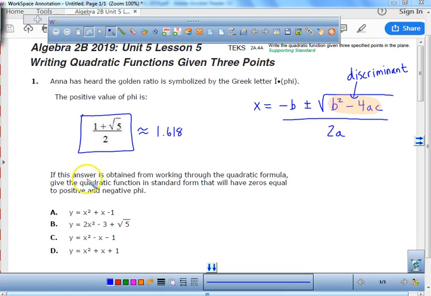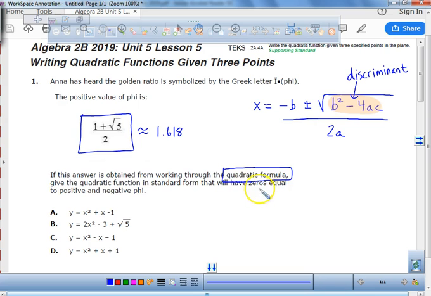So right now it says, if this answer is obtained from working through the quadratic formula, given the quadratic function in standard form, that will have zeros equal to the positive and negative of phi. So this is the positive value of phi. We have to figure out which one of those. Now obviously, probably the easiest way would be just to type all these in and graph them and see which one hits at 1.618. But let's look at this formula.